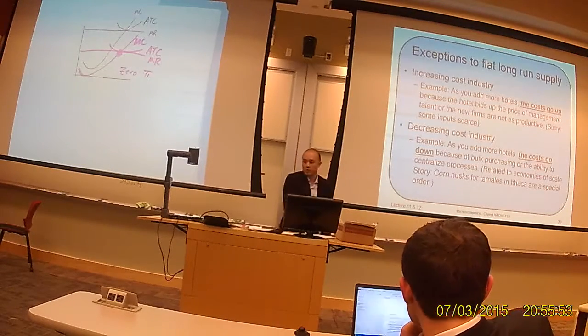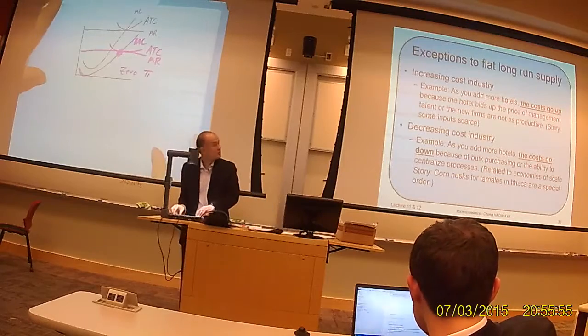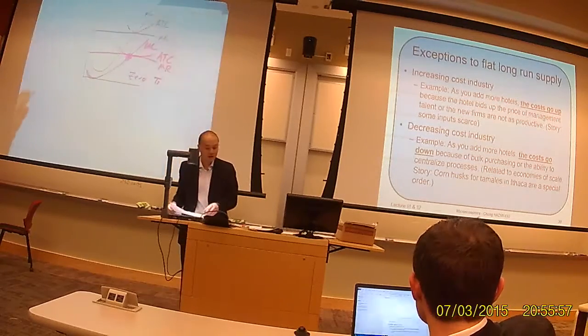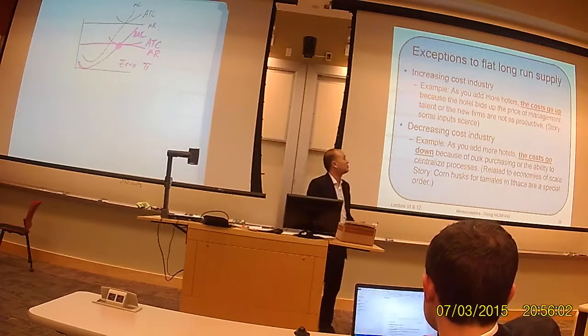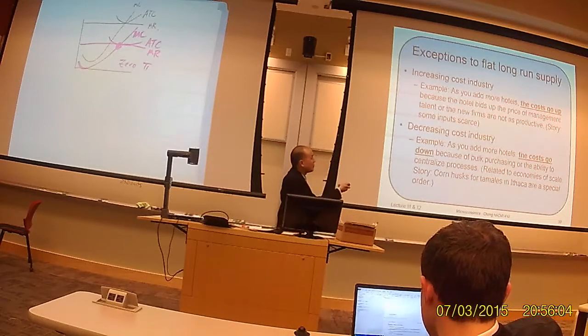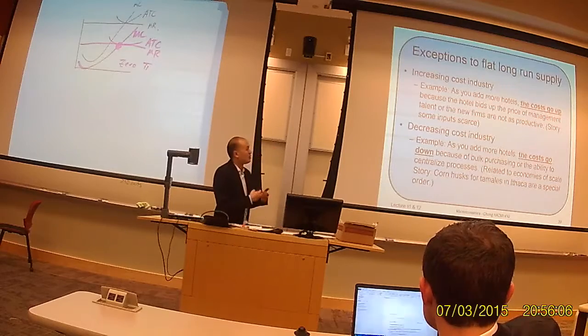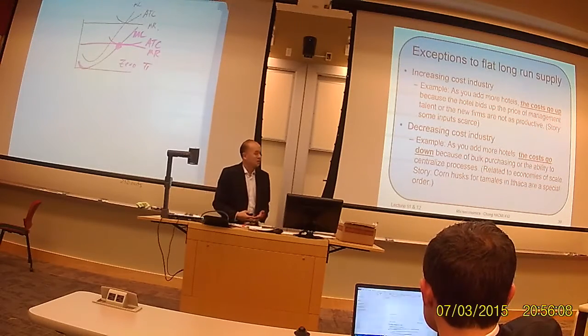So before I get there, let me give you the words, because some of you are learners through words and stories. So an increasing cost industry is as you add more hotels, the costs go up because the hotel builds up the price of an input. So an example is management talent, or the new firms are not as productive.